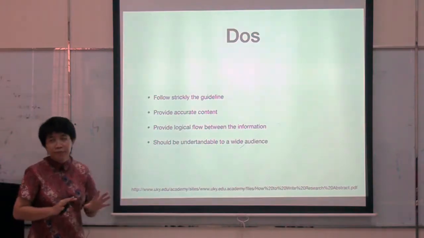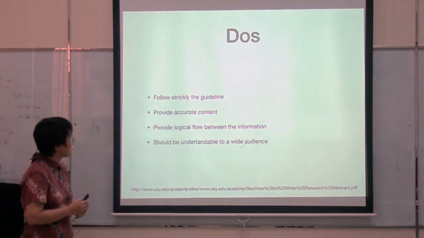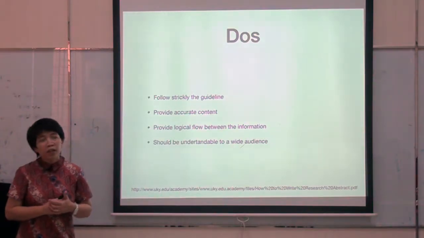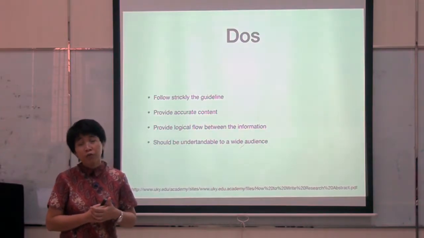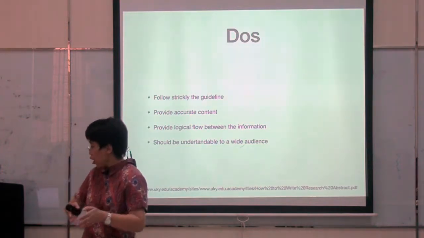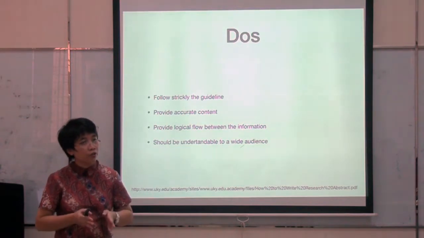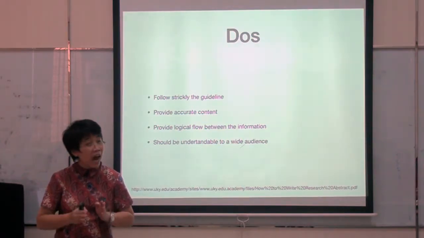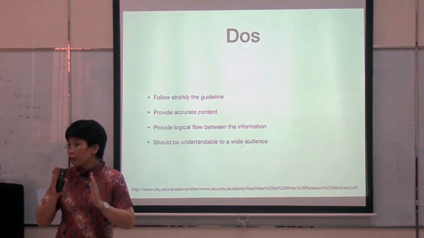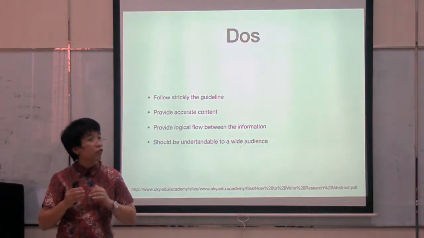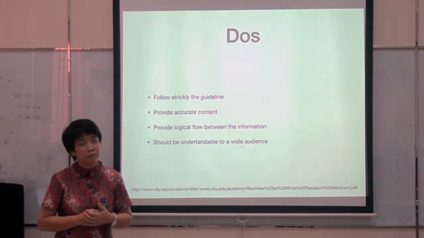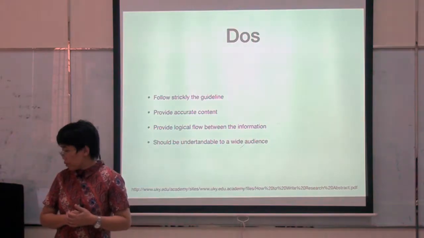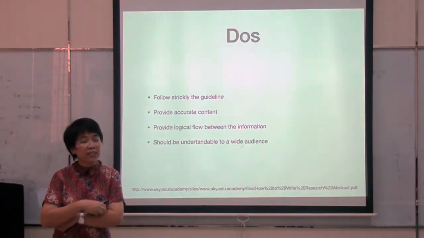Here we talk about the dos. First of all, as an author, it is very important to always ensure that we are following the guidelines for authors. So again, read the author guidelines of the journal that you plan to submit to. Follow them strictly. Why strictly? It's very important.